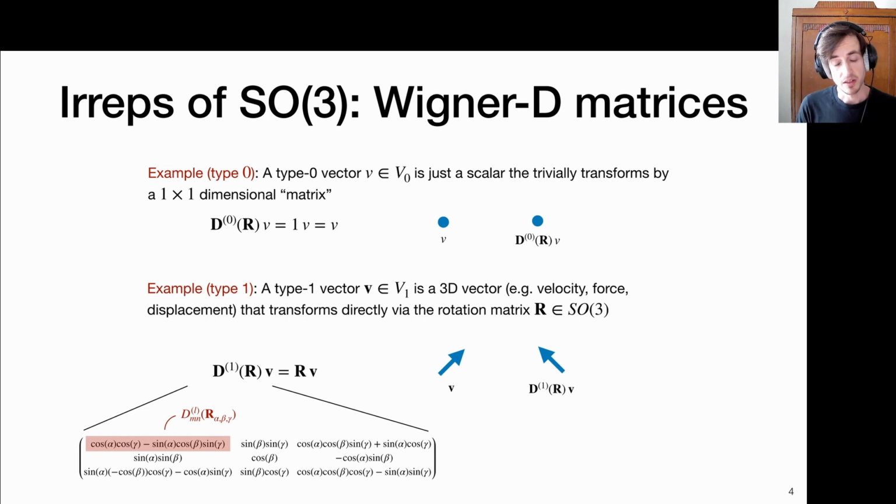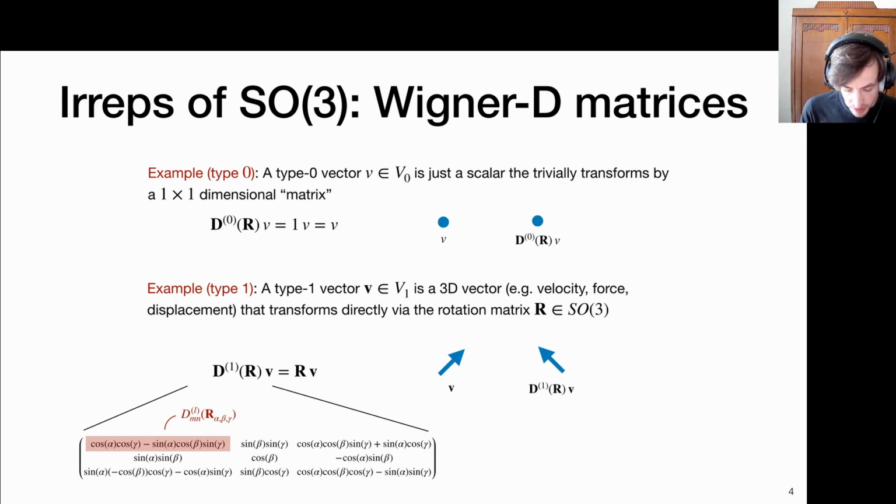Then we have type 1 vectors, and those are 2l plus 1, so 2 plus 1 is 3-dimensional vectors, and those are the 3-dimensional vectors that we're kind of familiar with, right? Like velocity vectors or forces or displacement vectors. And these transform directly via the rotation matrices themselves. So the type 1 Wigner-D matrices are really just the rotation matrices themselves. And they may look something like this in a particular alpha, beta, gamma parameterization, where these correspond to some Euler angles, right?